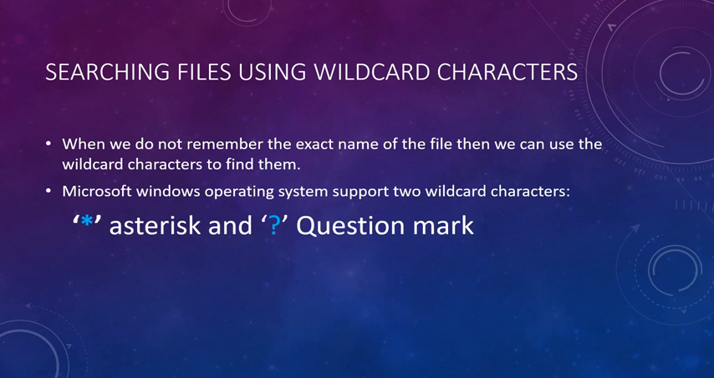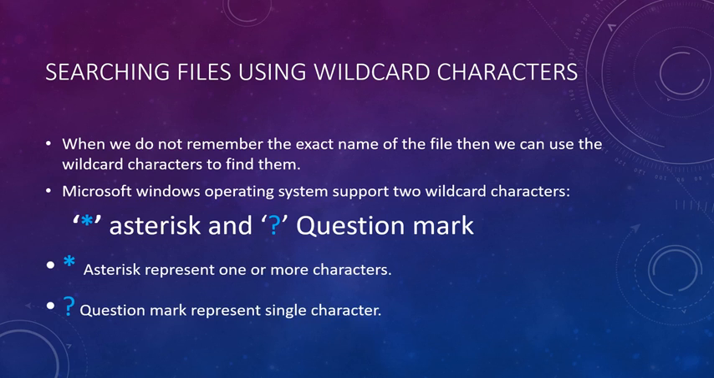The first one is asterisk. It's shaped like a star. And the second one is question mark. Asterisk represents one or more characters. That means in a file name, asterisk can take the place of one letter, or it can even take the place of the full name. Question mark represents a single character. So question mark can replace only a single character, a single alphabet in a name.